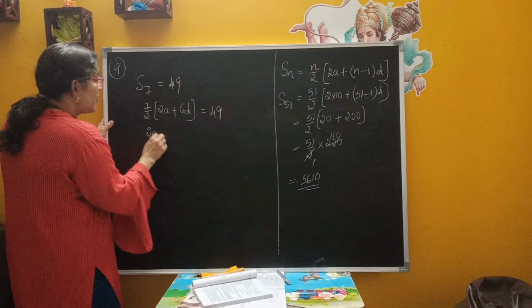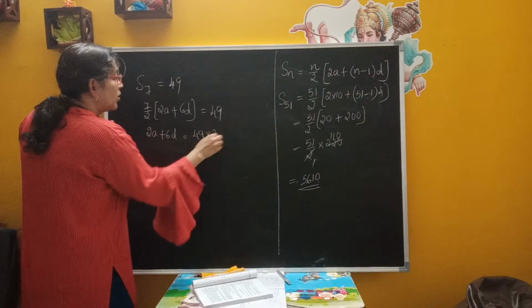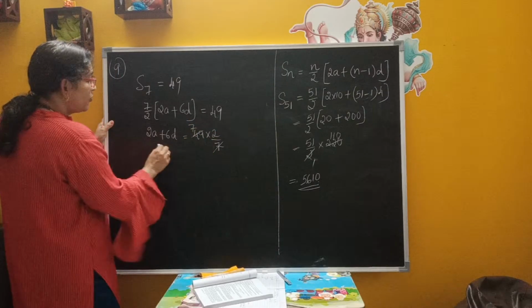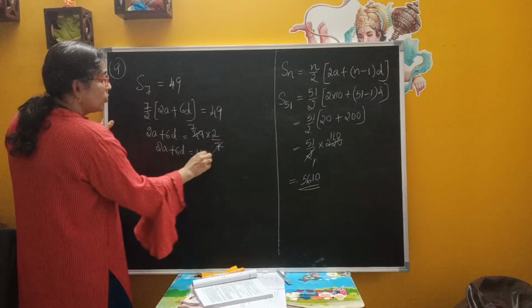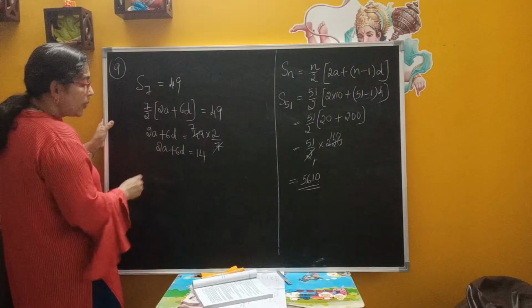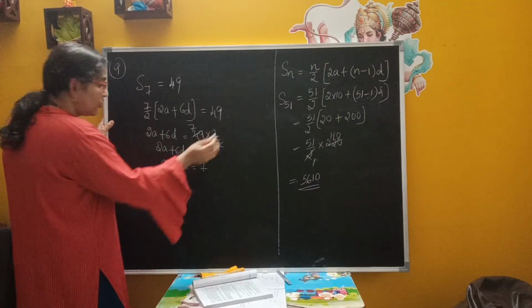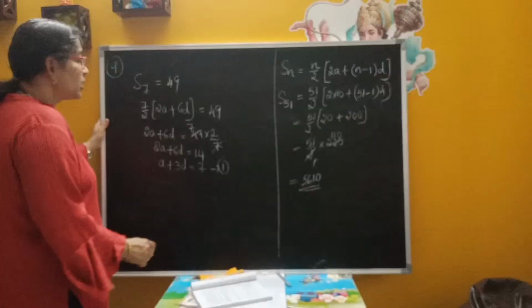So 2a plus 6b is equal to what? 49 into 2 by 7. So 7 ones are 7, 7 sevens are 7, 7 twos are 14. We get 2a plus 6b is equal to 7 twos are 14. Divide throughout by 2, we get a, 2 threes are 6. So 2 sevens are 14. So this is equation 1. Similarly we get equation 2.